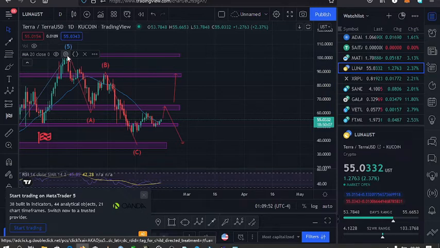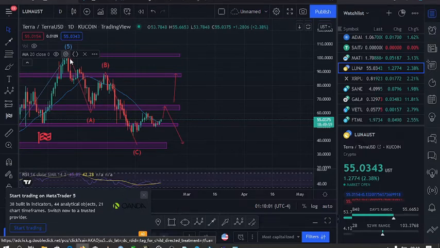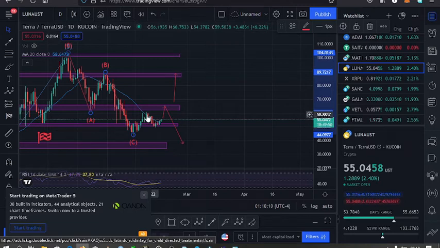Luna has been in this ABC correction and took us to around the $42 mark. This ABC correction might have reached its low over here. So whatever we might be seeing on this other side, maybe this is the move that is about to take us to an all-time high.